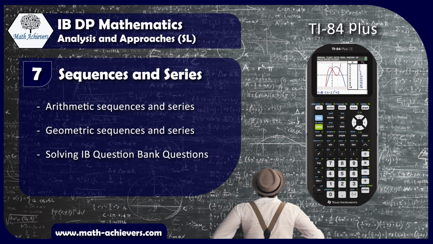Now let's start with class number 7, sequences and series for the IB mathematics standard level. Sequences and series, we have two main forms of sequences and series. The first form is the arithmetic sequences and series.